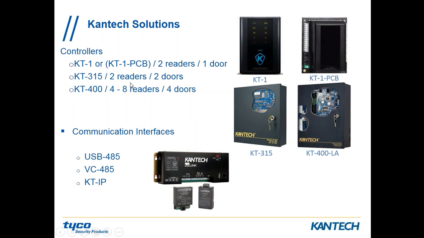Then we have the KT315 controller. This is a 2-door, 2-reader controller. It can manage 2 readers, so you can manage 2 doors, reader in, exit button out. If you have 2 doors and each one needs reader in, reader out, you're going to need 2 of those, or you can use 2 KT1.